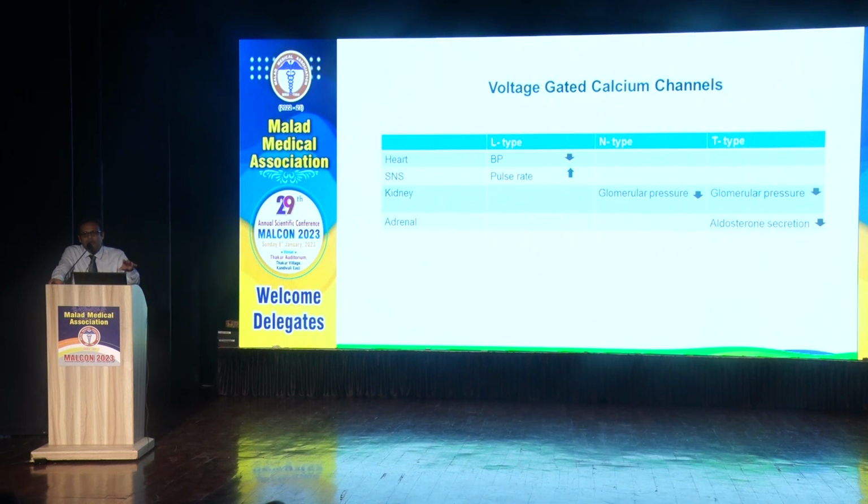So there are 3 types of calcium channel: L, which is the traditional one, and N and T, which are the newer calcium channel blockers. What they are doing is, N-type channel blocking decreases your glomerular pressure, again our main basic pathophysiology of diabetic kidney disease. T-type channel blockade decreases the aldosterone, which is also the basic pathophysiology.